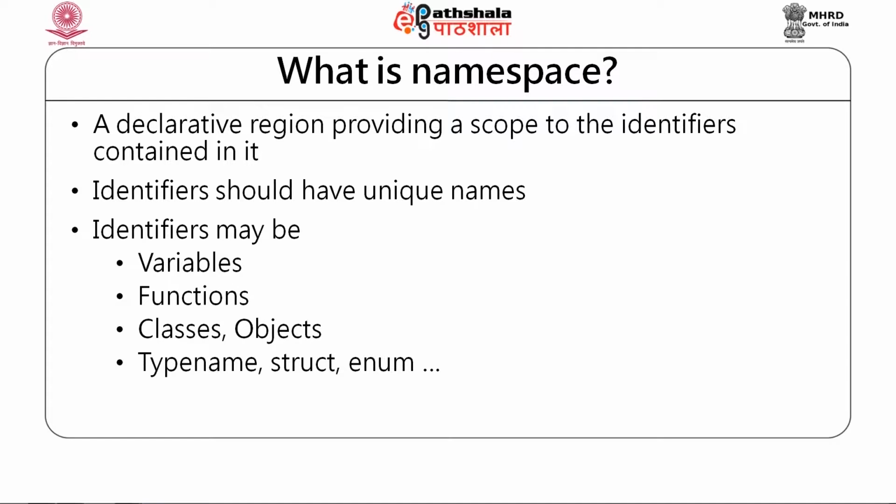A namespace actually provides a declarative region to scope the identifiers which are contained in it. The identifiers should have the unique name in the namespace, and the identifiers may be the variables, functions, classes, objects, type name definitions, structures, enumerated data types, etc.